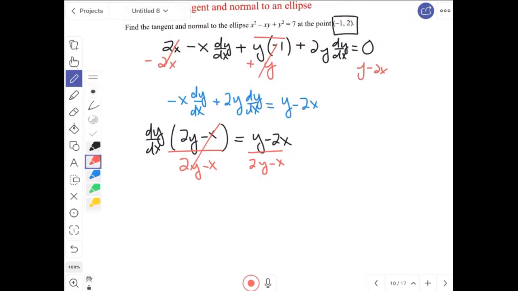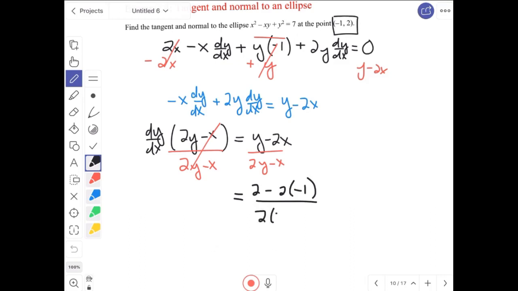So from here, since we have dy/dx all alone, we can plug in that point (-1, 2). So that's going to be equal to 2 minus 2 times -1 all over 2 times 2 minus -1. So on the top, we're going to get -1 times 2 is going to be -2. That's going to turn this into a 4. And then we're going to get 2 times 2 is 4, minus -1 is 5. So that would be our tangent slope.